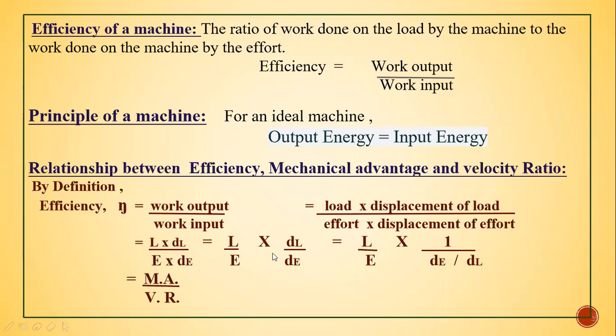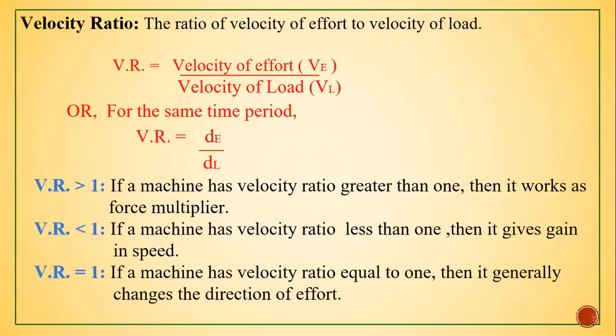If we solve it further, we separate the two ratios, then we will write L by E into dL by dE, which is equal to L by E into 1 upon dE by dL. This dL, which was in the numerator, is brought to the denominator of dE. This is equal to MA upon VR. Thus, our formula for efficiency is equal to MA upon VR.